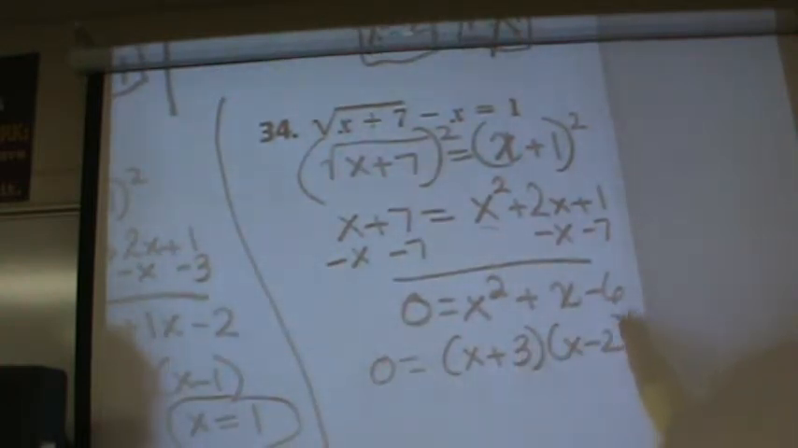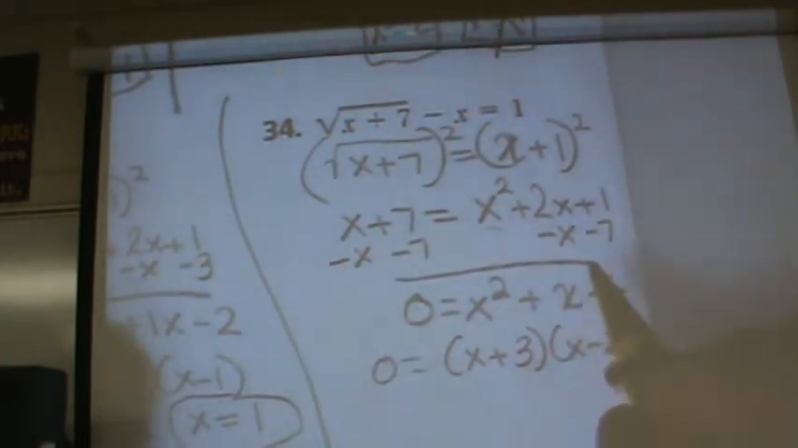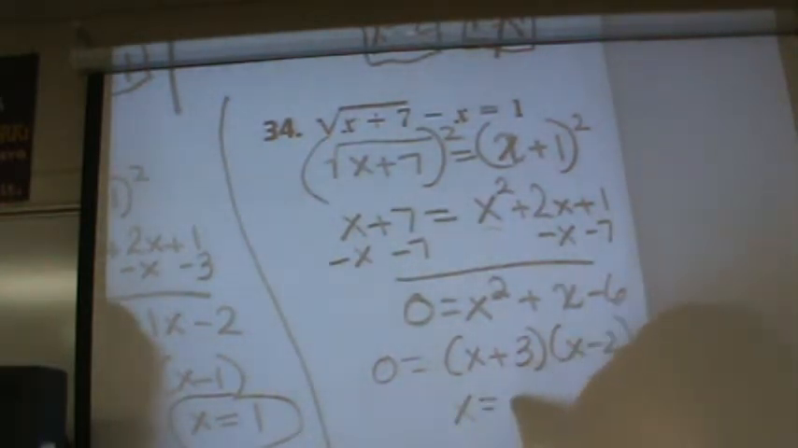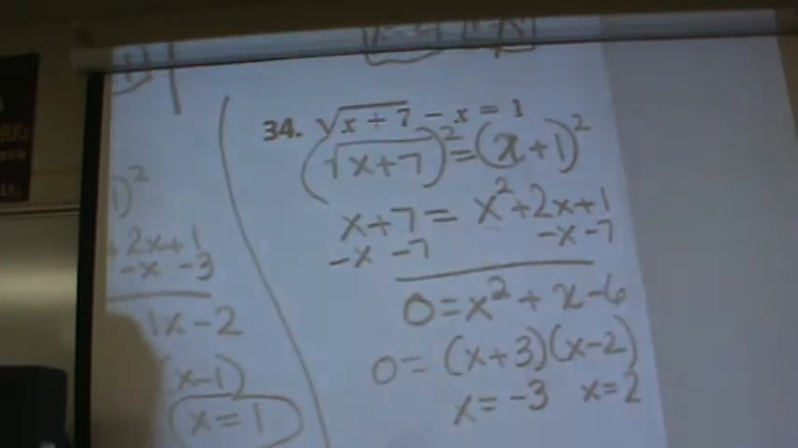3 times -2 is -6, but these two add to be 1. So what are your two possible answers? -3 and +2. Do any of these not work?